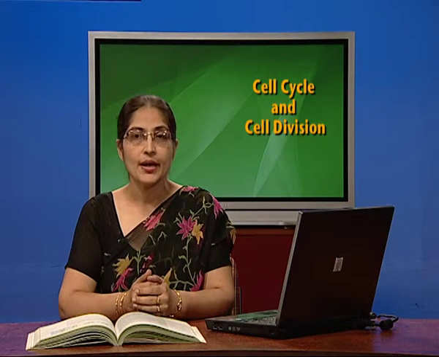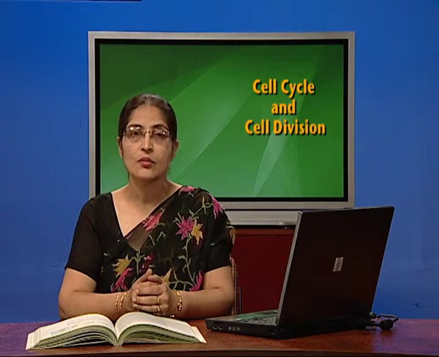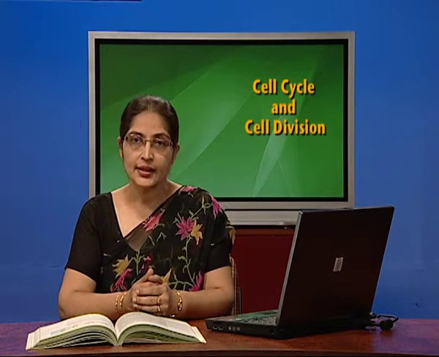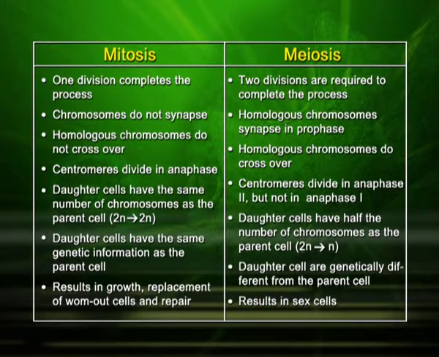Students, by now you should be able to point out the differences between mitosis and meiosis. Let's write them down. In mitosis, one division completes the process, whereas in meiosis, 2 divisions are required to complete the process. In mitosis, chromosomes do not synapse. In meiosis, homologous chromosomes synapse in prophase. In mitosis, homologous chromosomes do not cross over, whereas in meiosis, homologous chromosomes cross over.